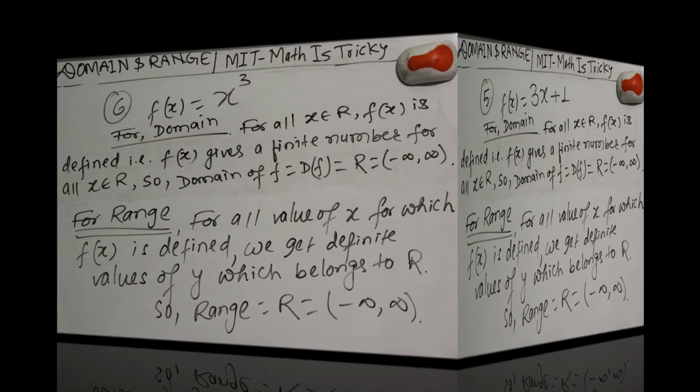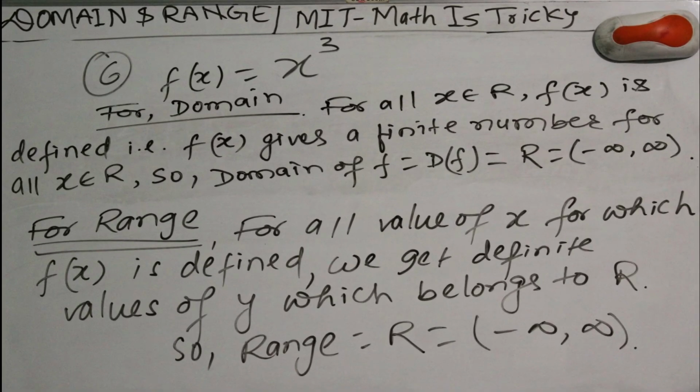Now question number 6. This is a cubic polynomial, f(x) equals x cube. For the domain, for all the real values of x, f(x) is defined. That means f(x) gives a finite, definite value for all x belongs to R. So the domain of f is the set of real numbers.